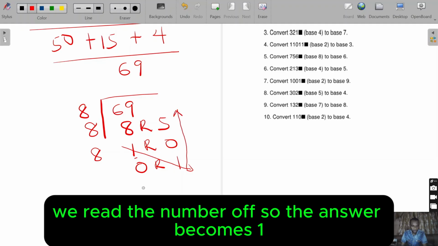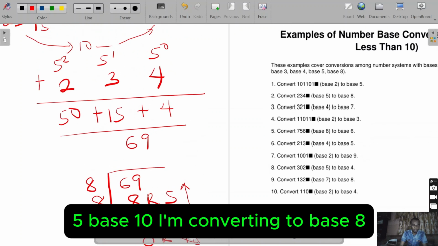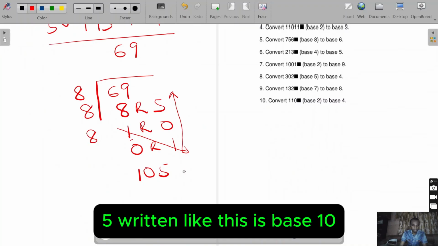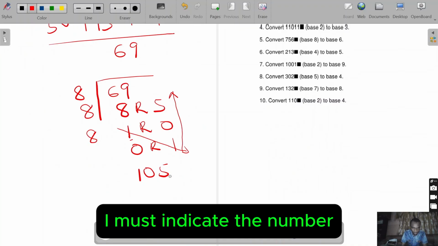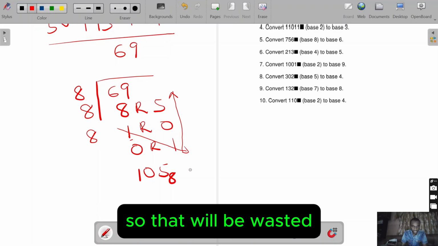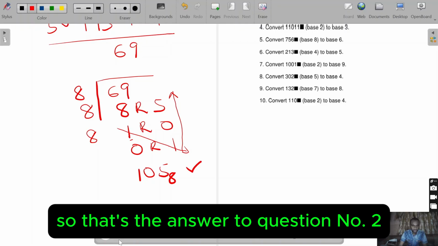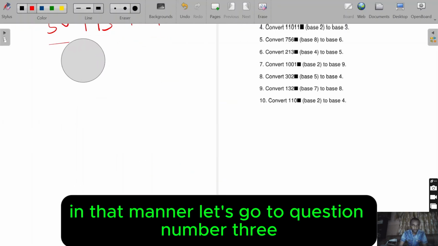So the answer becomes 105. But that is not the answer, because 105 written like this means base 10. I'm converting to base 8, so I must indicate the base. So that will be 105 base 8. So that's the answer to question number 2. In that manner, let's go to question number 3.